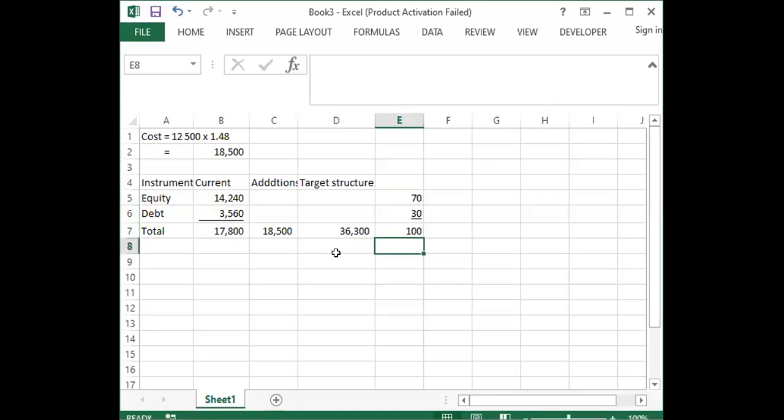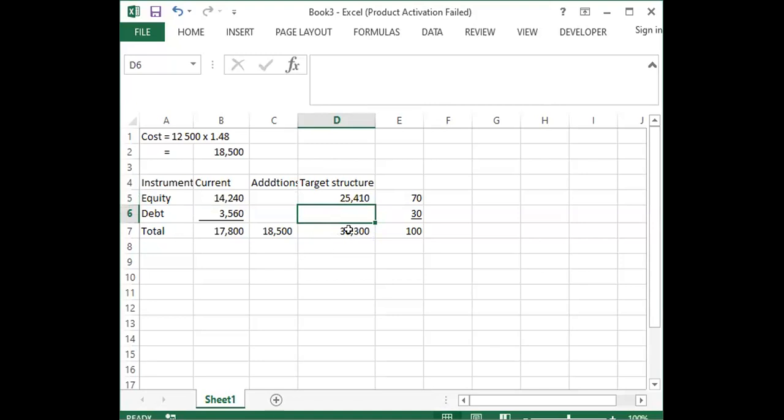So what does this mean now? We want to split this 36,300 using this ratio, which is 70 for equity and 30 for debt. That's what you want to do. How to get the amounts here is quite simple. You want this 0.7, which is coming from 70 over 100, so it's basically 70%. So it is 0.7 times the total, which is 36,300.